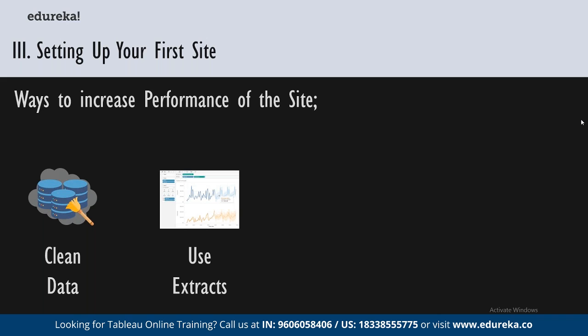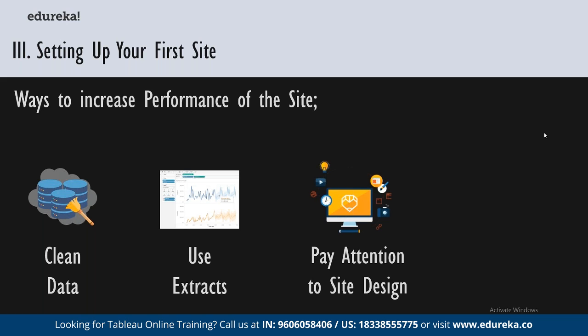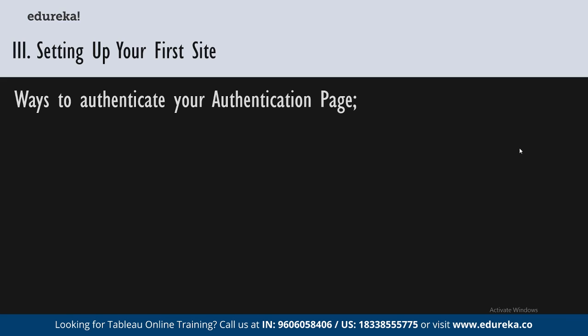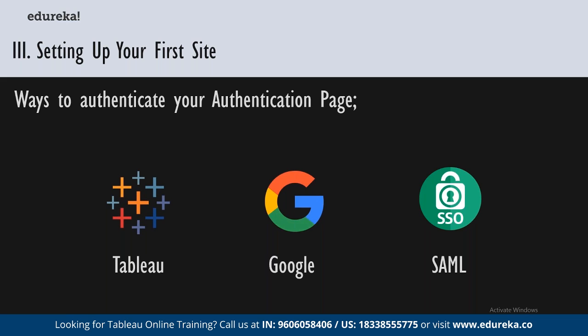Then we have to pay attention to the design itself, because at the end we are creating visualized reports. So we can take care of the labeling, the text, and the color scheme that fits the brand for which the reports are being generated. And then you can always perform performance tuning as well. In terms of authentication, we can use multiple authentication methods. We can either use Tableau, Google, or we can also use SSO to simply authenticate and make our reports more secure.